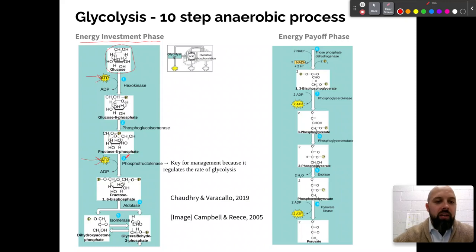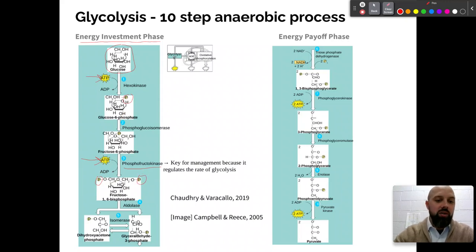Okay, and then in step 3, again, we use an ATP here. We're going to use phosphofructokinase, which is a really key enzyme in this process as it regulates the rate of glycolysis and whether it happens or not, essentially. That enzyme makes fructose 6-phosphate into fructose 1,6-bisphosphate. So again, that ATP added another phosphate there, and the other phosphate was added by that first ATP.